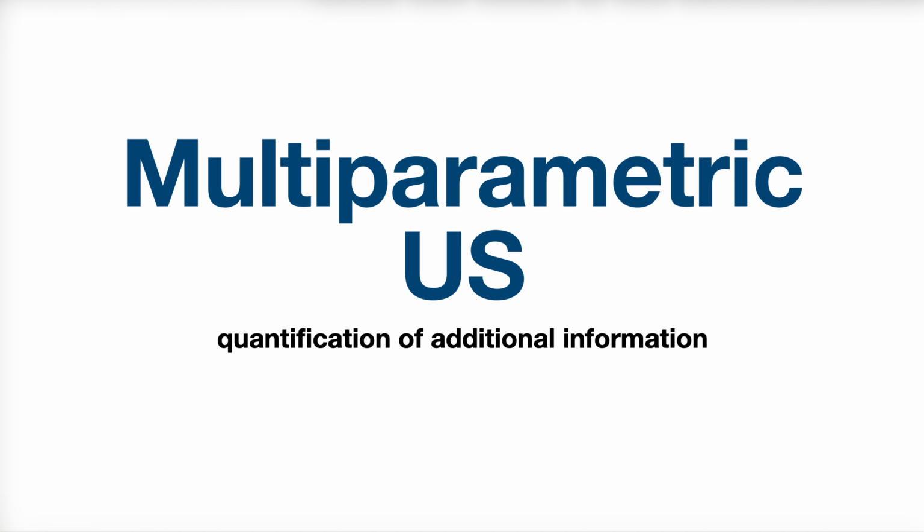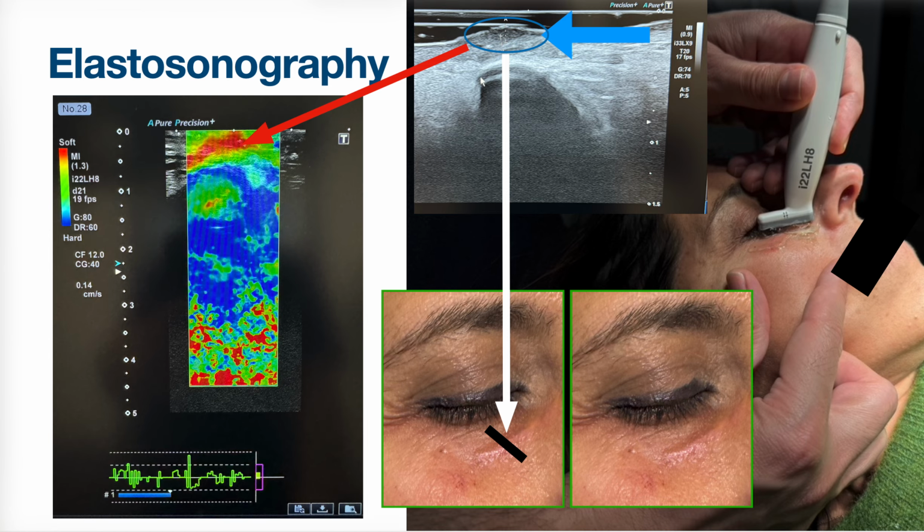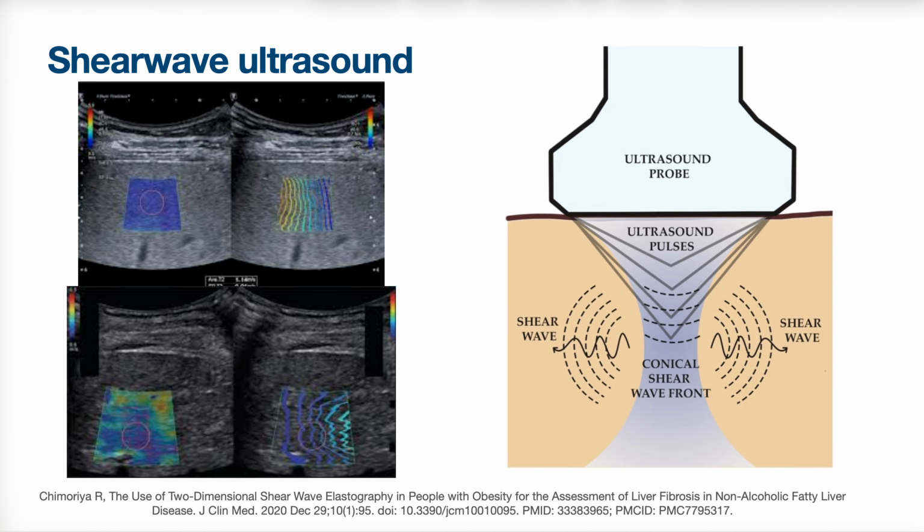Multiparametric ultrasound allows us to combine the B-mode image with information on tissue's elasticity and Young's modulus. In addition, using SMI, superb microvascular imaging, we can visualize very small vascular components. Elastography provides a graphical representation of tissue elasticity variations. Shear wave elastography is a specific elastographic technique that is independent of the pressure applied by the operator's hand.